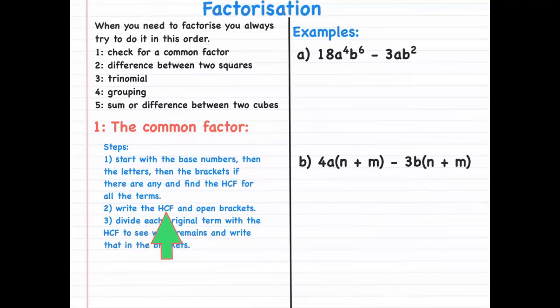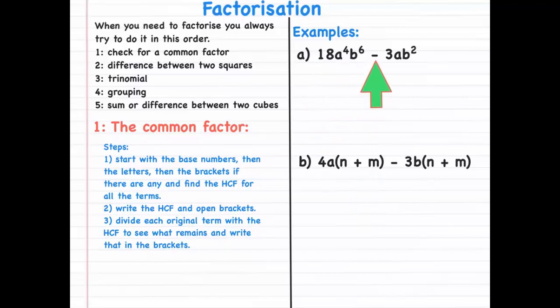Then we write the highest common factor and we open up brackets. Okay, what goes into the brackets? We divide each original term, so the original term gets divided with the highest common factor to see what remains, and we write that in the brackets. Okay, so let's see how these steps work by applying them to these examples.